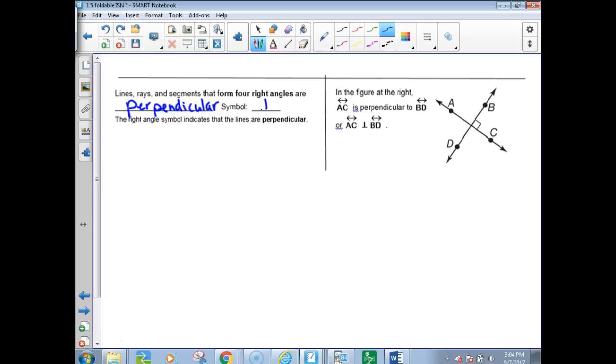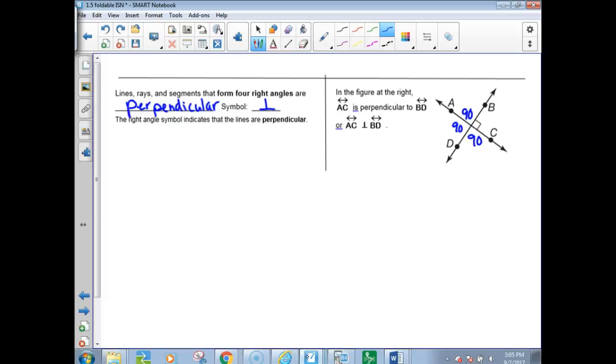Our symbol for perpendicular we will often use to abbreviate the word. The right angle symbol over here represents that these are perpendicular lines, and this is just notation for all of that. These are all 90. Okay, now that we have these vocab words in our ISN to refer to, I want you to try doing the problems on the worksheet.